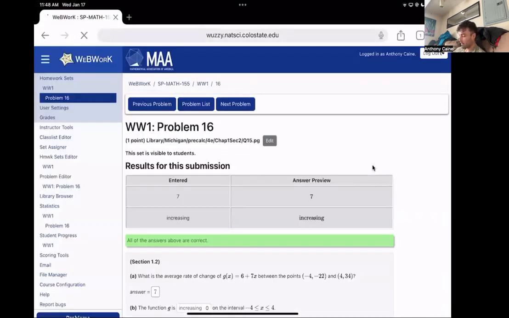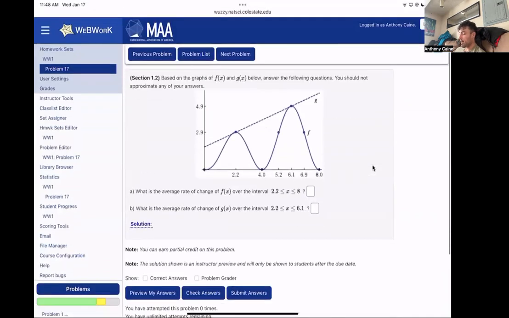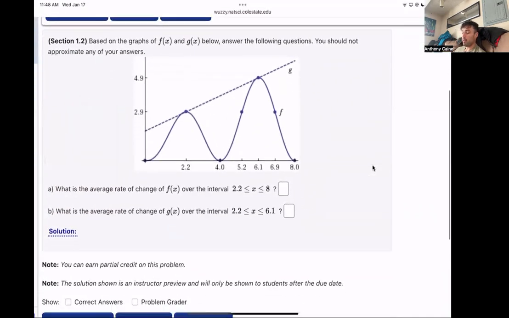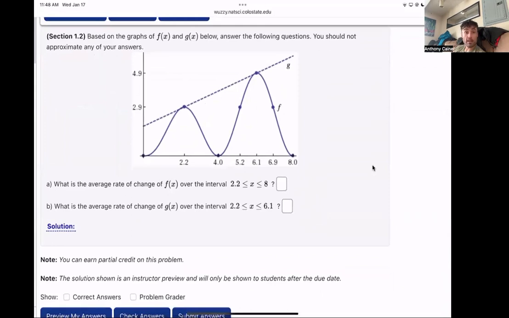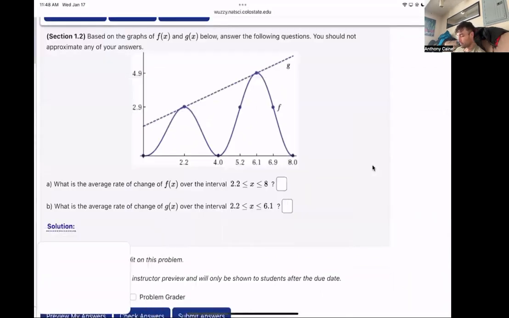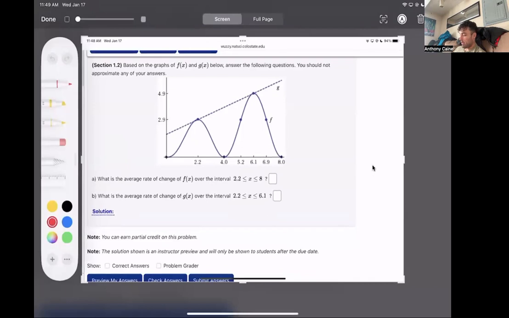There you go. Next. Now, this idea of average rate of change applies to more than just lines. So here we go. G is my dashed graph and F is my solid graph. What is the average rate of change of F over the interval?